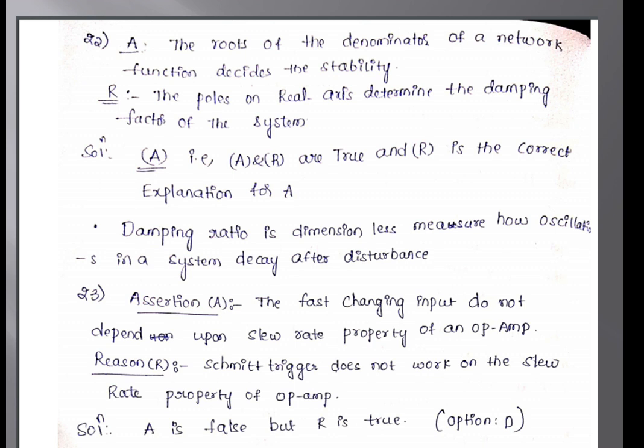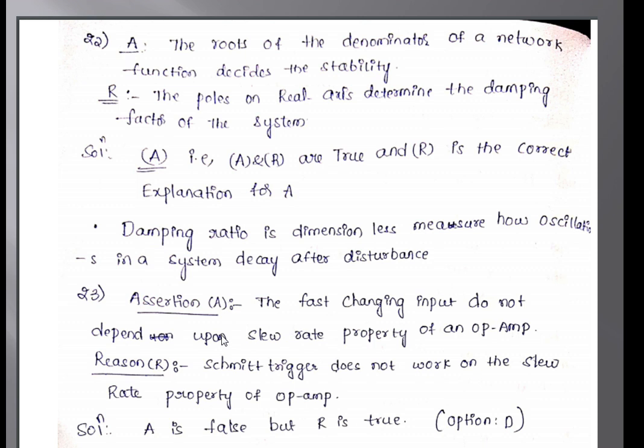So the next question, that is 23: the assertion says fast changing in input does not depend on the slew rate property of the op amp, and the reason is the Schmitt trigger does not work on the slew rate property of the op amp. So here A is false and R is true.